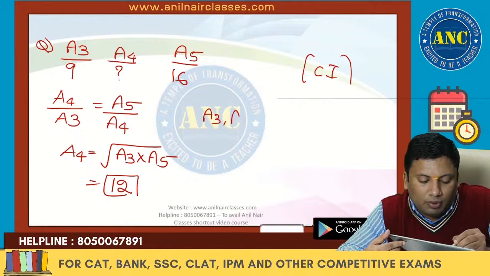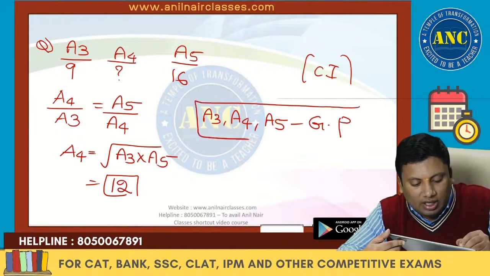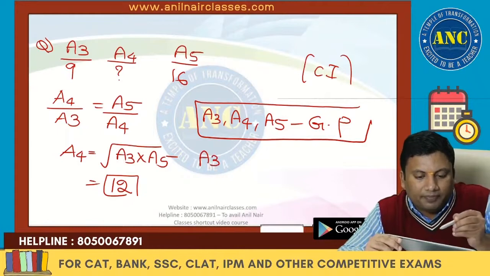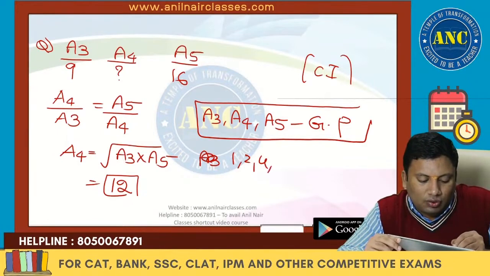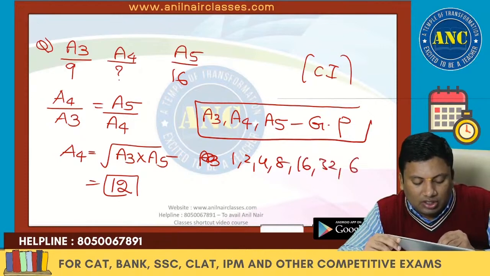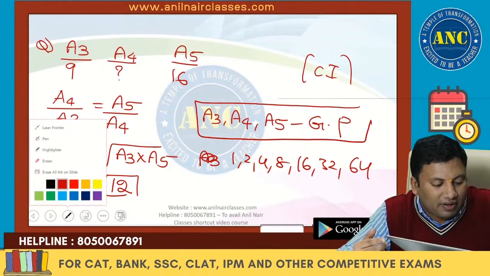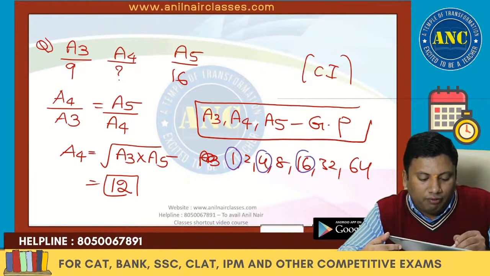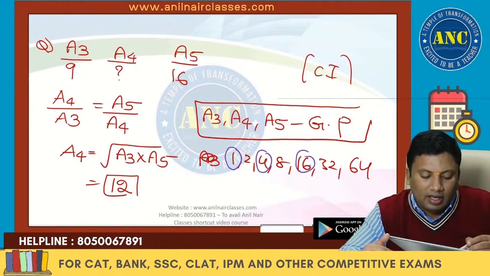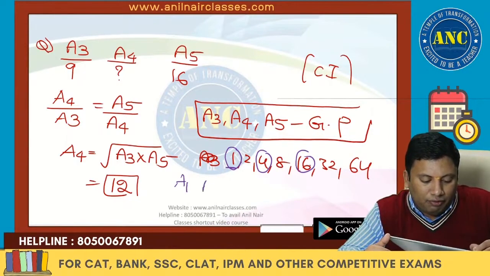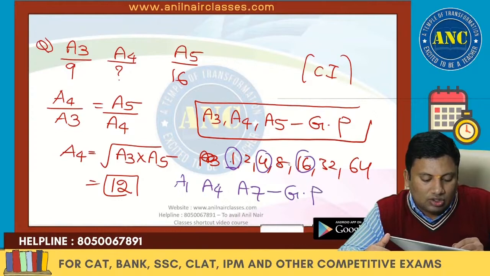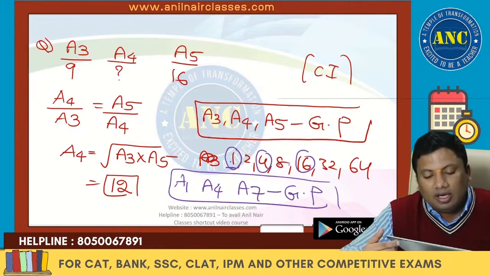Consecutive amounts are always in geometric progression in the case of compound interest. Not only A3, A4, A5. For example, 1, 2, 4, 8, 16, 32, 64. He might create a fear for you by giving this question. If you see A1, A3, A5: 1, 4, 16 are also in GP. A1, A4, A7: 1, 8, 64. They are also in geometric progression. He might give you some different values.